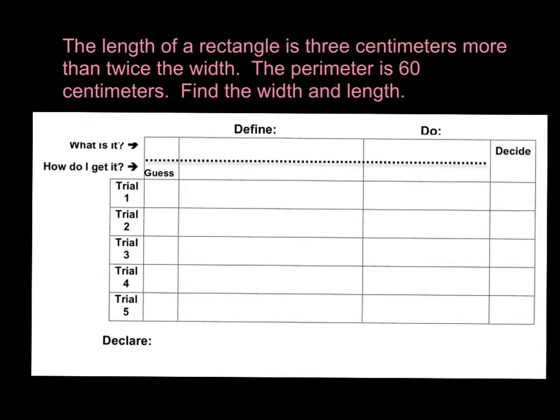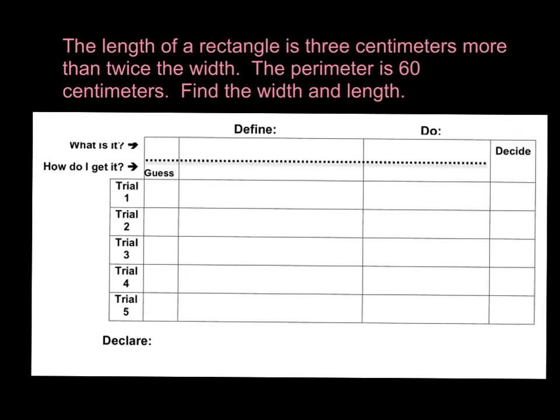Okay, I promised I would give some more examples of guess and check tables. So let's go over this one. It says the length of a rectangle is 3 centimeters more than twice the width. The perimeter is 60 centimeters. Find the width and the length.